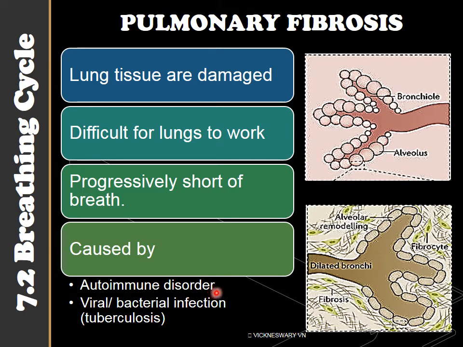We study this later under the chapter on immunity, but briefly, an autoimmune disorder is when the body starts to attack itself. But another example of pulmonary fibrosis is due to viral or bacterial infections, such as in a disease known as tuberculosis. Now even COVID-19, which is caused by a viral infection, can cause pulmonary fibrosis.